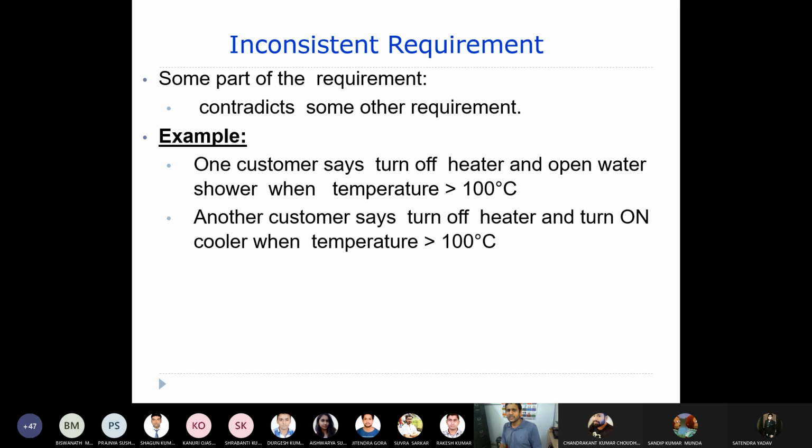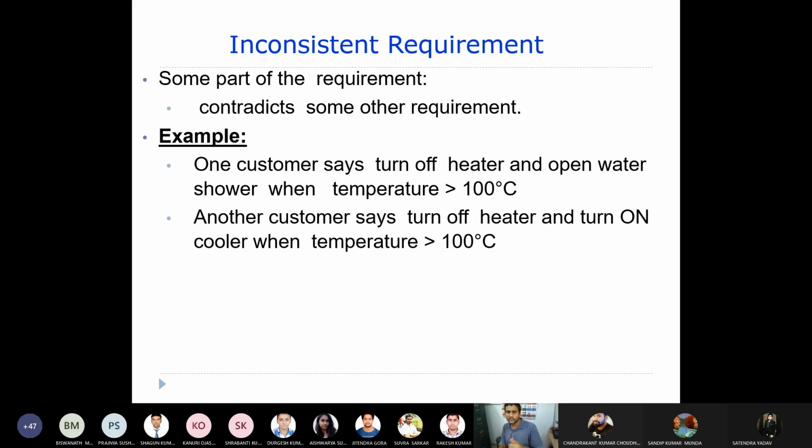Now, what is the inconsistency? Inconsistent requirement. Let's see an example. You can understand, right? As I told you before also, the statements or the requirements contradict each other. Okay. At some point of time it says something, at some other point of time it says something else.